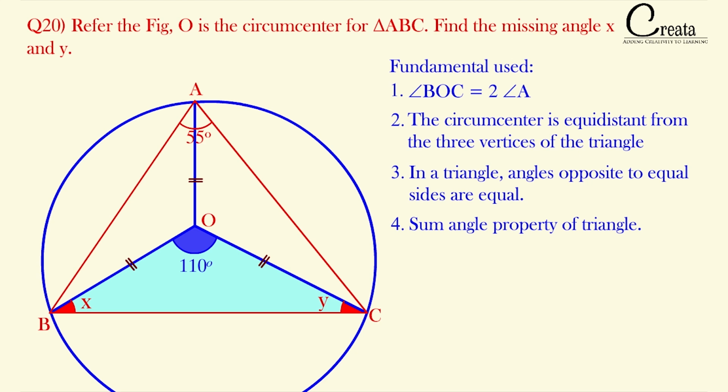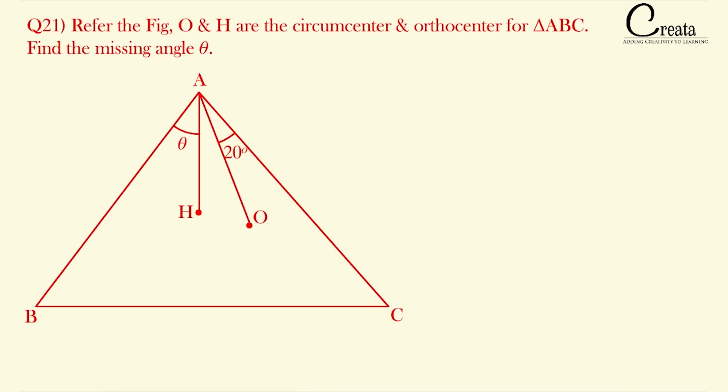So let's move to the next question. Refer to the figure. O and H are the circumcenter and the orthocenter for the triangle ABC. Find the missing angle theta.